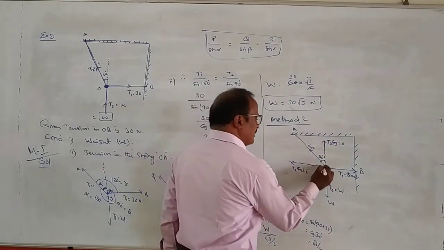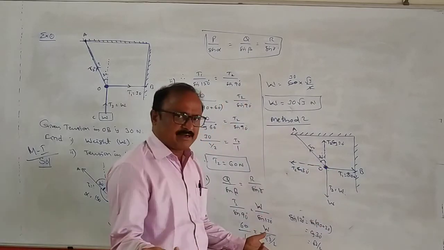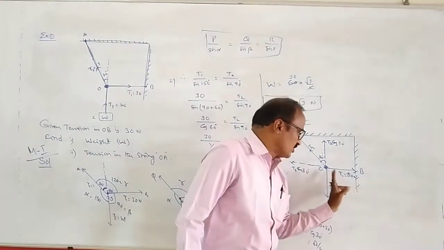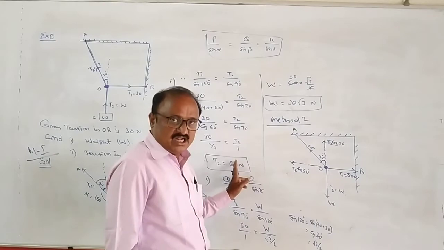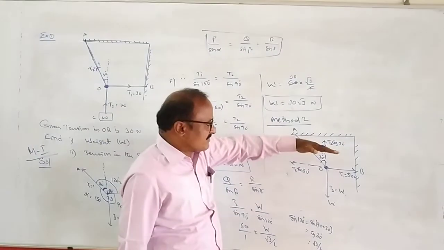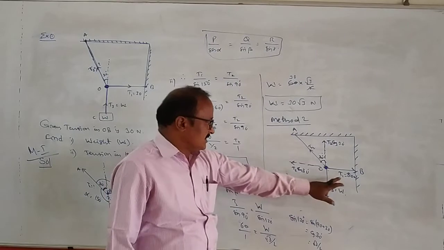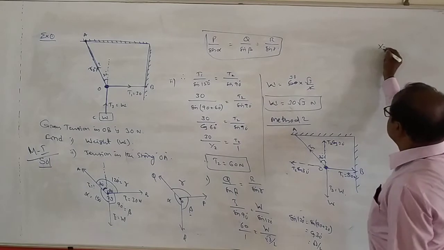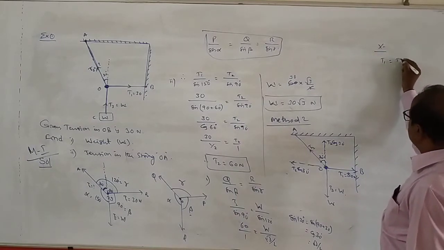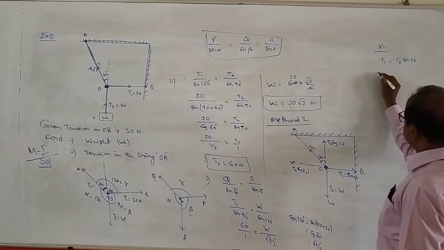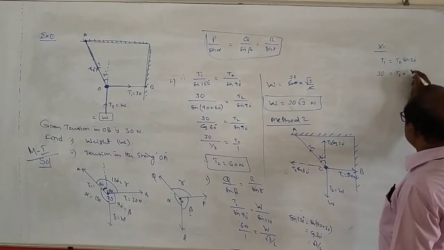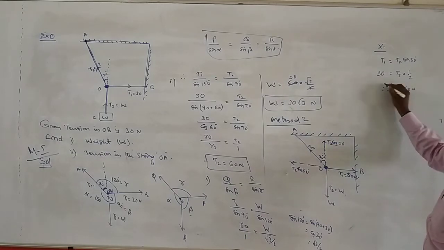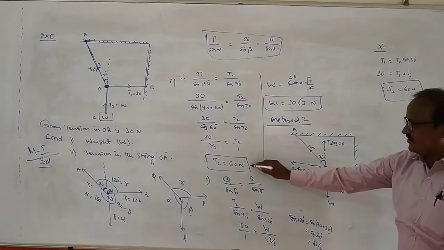Again, to keep the point, what is equilibrium? Come on, tell me. The force acting towards the positive x-axis should be equal to the force acting towards the negative x-axis. The sum of the forces acting upwards is equal to the sum of the forces acting downwards. Here, T1 equal to 30 and T2 sin 30 should be equal. Along the x direction, T1 is equal to T2 sin 30. T1 is 30, equal to T2 into sin 30, which is 1 by 2. Therefore, T2 is 30 into 2, equal to 60 newtons. Okay? T2 is equal to 60 newtons.